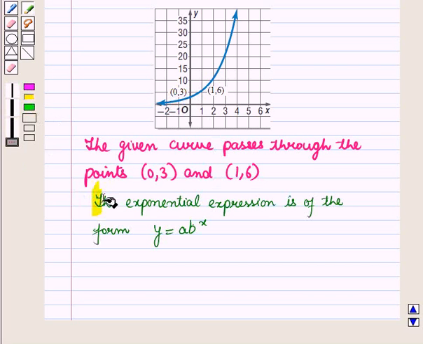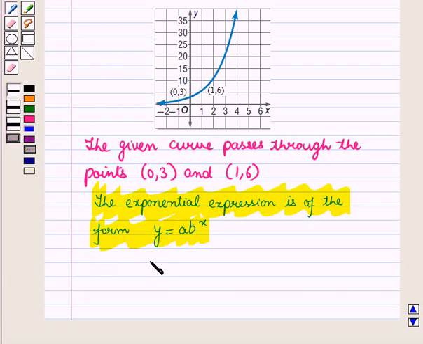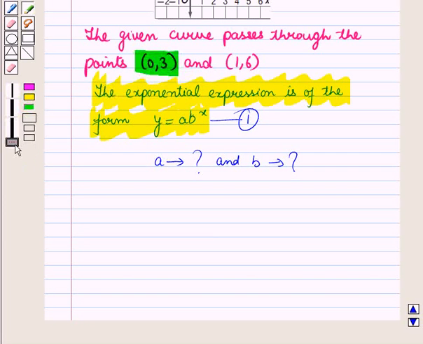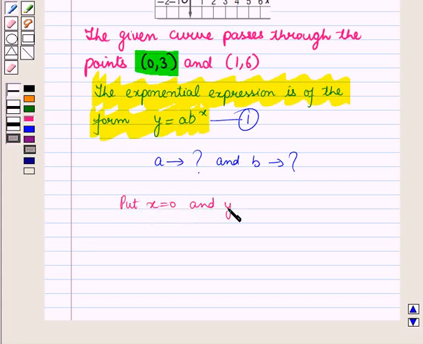Now, the exponential expression is of the form y is equal to a into b raised to power x. So, we have to find values of a and b and put them back in the expression. Let this be equation number 1. Now, this point with coordinates 0, 3 lies on the curve. So, we will put x is equal to 0 and y is equal to 3 in equation 1.